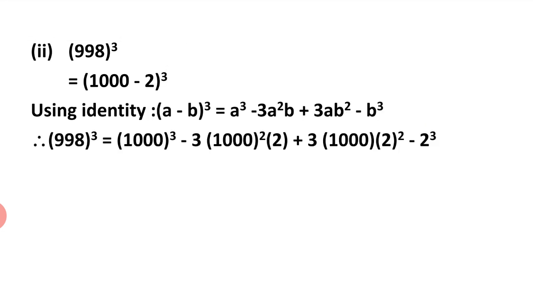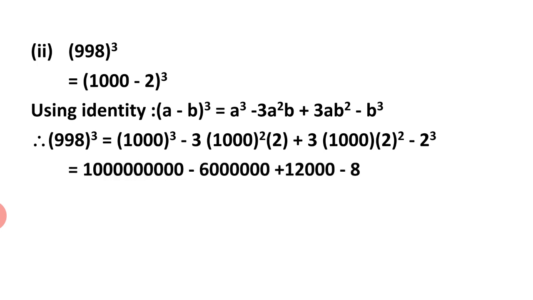So now again 1000 cube minus 3 into 1000 square into 2, plus 3 into 1000 into 2 square, minus 2 cube. Now 1000 cube: again you have to be very careful writing zeros because there are 9 zeros. So write numbers properly, arrange them vertically and calculate the answer. Is it clear, children?